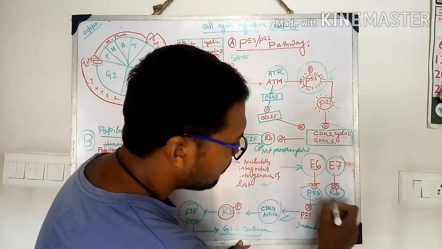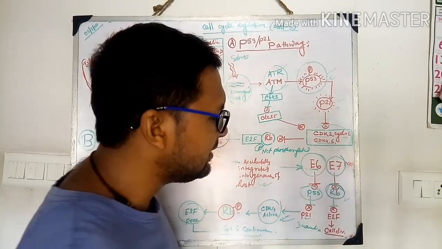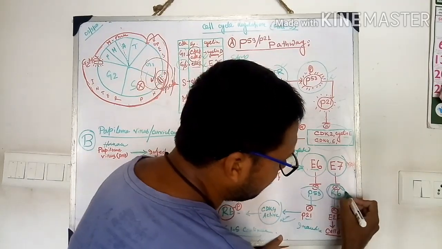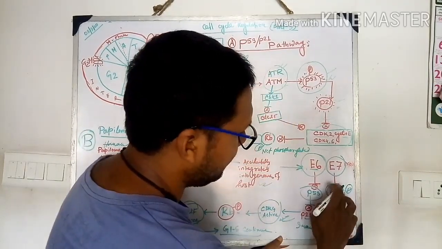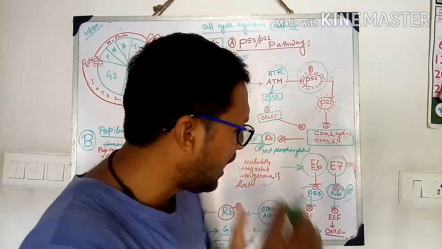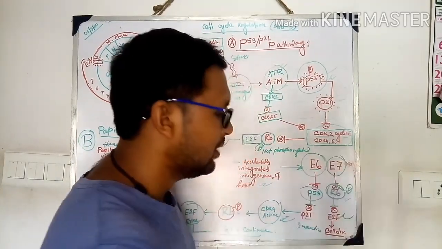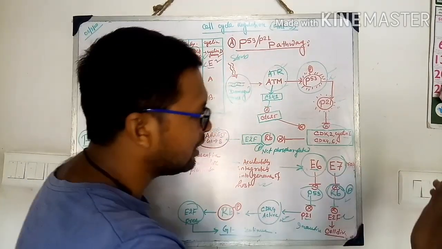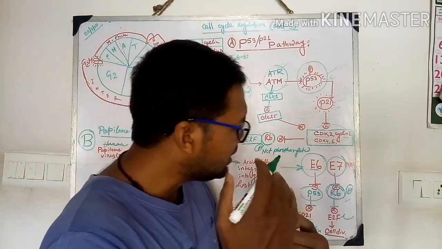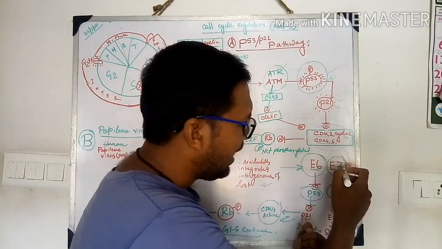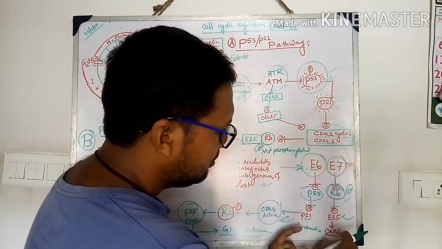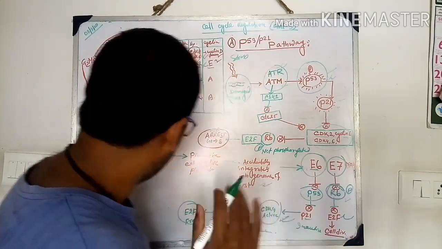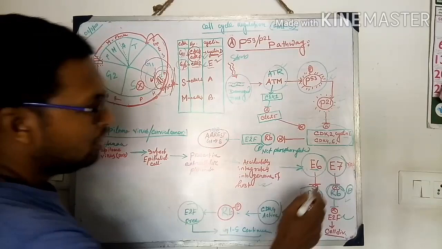The RB gene is inactivated by phosphorylation. Here the RB gene is getting phosphorylated. When RB is phosphorylated, E2F will be free, and E2F is a transcription factor, so the cell cycle will continue. It is very important that E6 and E7 proteins directly activate the G1 to S cell cycle regulation point. So this is very important.